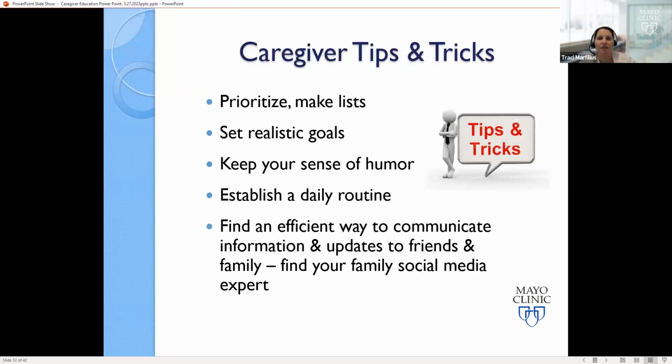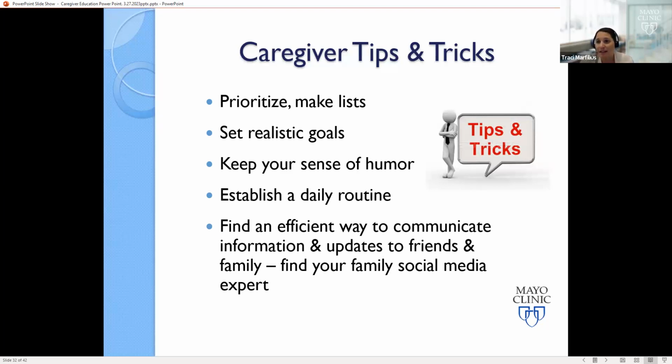These are some caregiver tips and tricks that other caregivers have said they have found to be helpful. So prioritizing and making lists. I like to make lists. It helps me remember things. I like to cross things off. But it also gives me an idea of, you can write everything down, but what do I need to get done versus what I want to get done? So prioritizing that can be helpful.